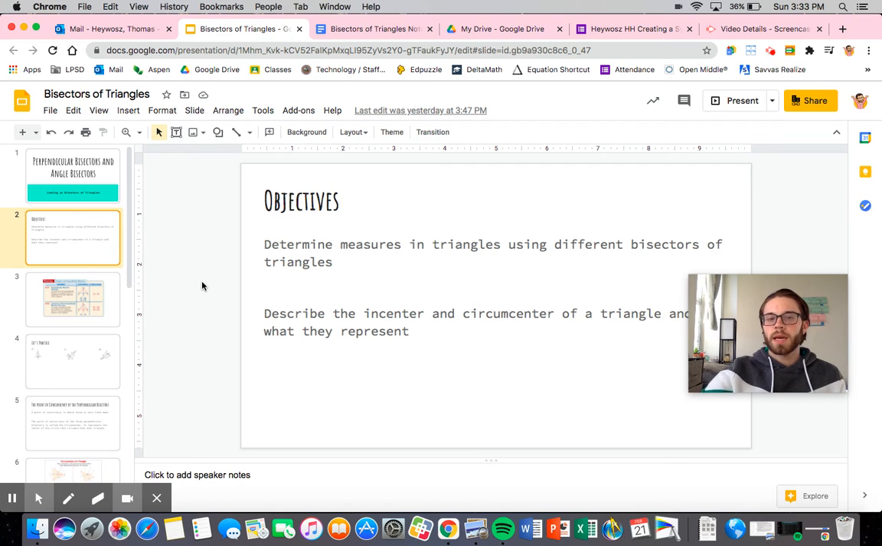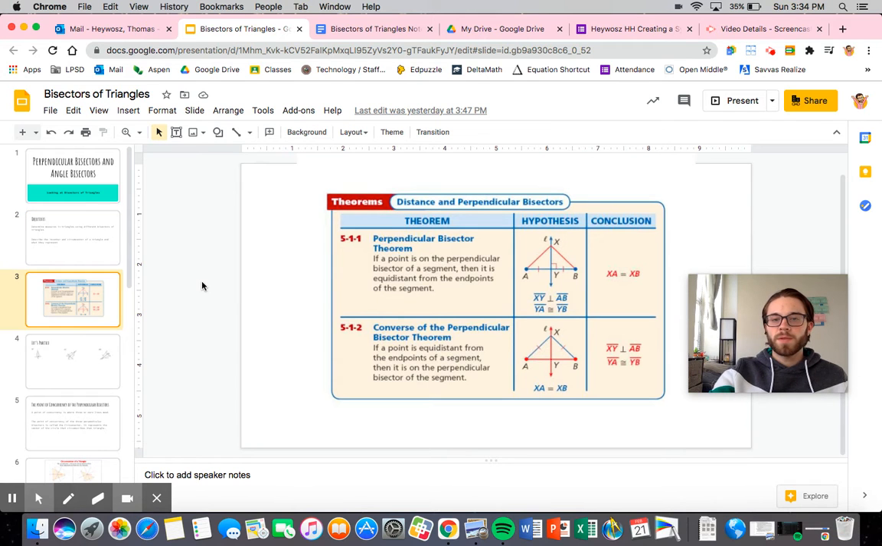So our goals of the day are to determine measures in triangles using different bisectors, so the angles and the perpendicular bisectors. And then we're going to describe the incenter and circumcenter of a triangle and what they actually represent. All right. So we do have two pieces of information that we care about. We have something called the perpendicular bisector theorem and the converse of the perpendicular bisector theorem.